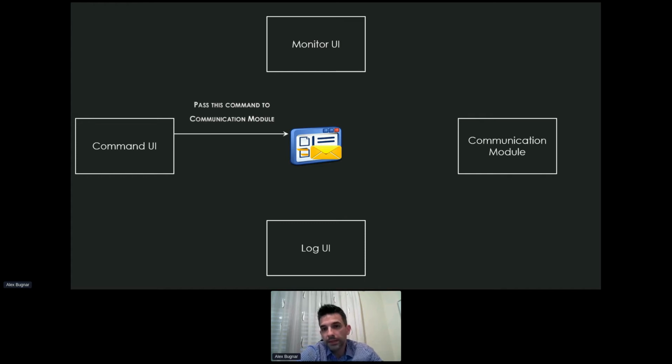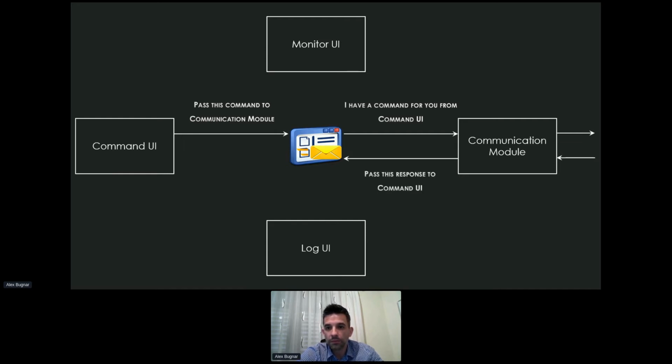The command UI passes a command to the AMM to be forwarded to the communication module. The AMM forwards the command to the communication module. The communication module sends the command to the hardware and retrieves the response. Then the communication module passes the response back to the AMM to be forwarded to the sender of the original command, and the AMM forwards the response to the command UI. And the monitor UI would send commands and receive responses exactly the same way.